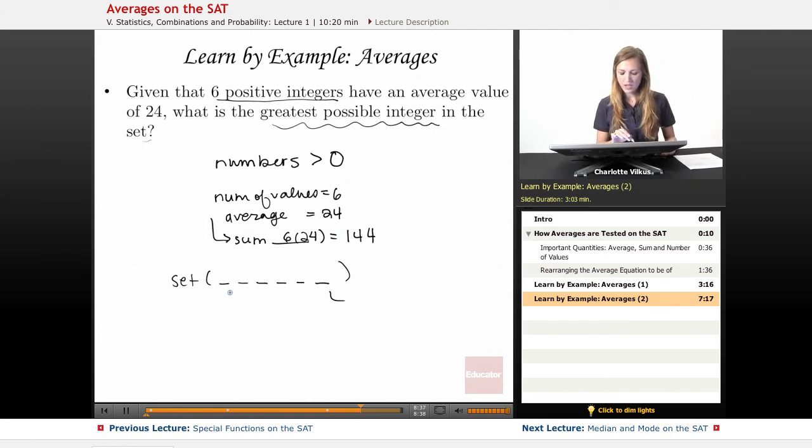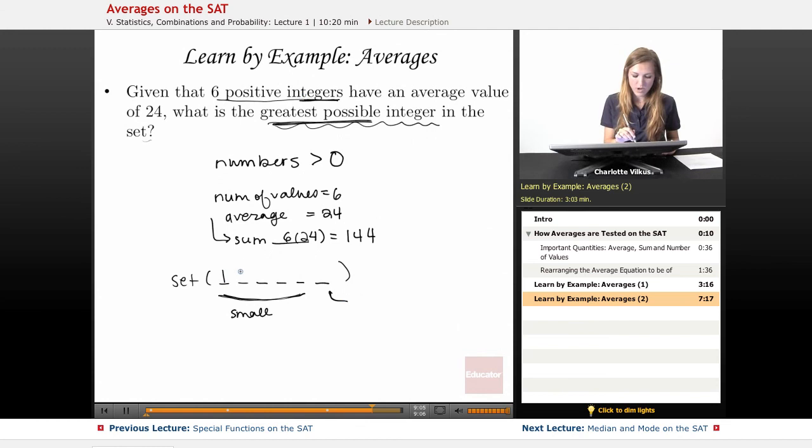So basically here I have to use the idea that I'm looking for the greatest one. So if I make the other numbers as small as possible, if I take these 5 that I'm not trying to make large and make them as small as possible, then I can figure out what the greatest one could be. So I know that I have integers, so I want them to be whole numbers and greater than 0. So let's say that they're all equal to 1.